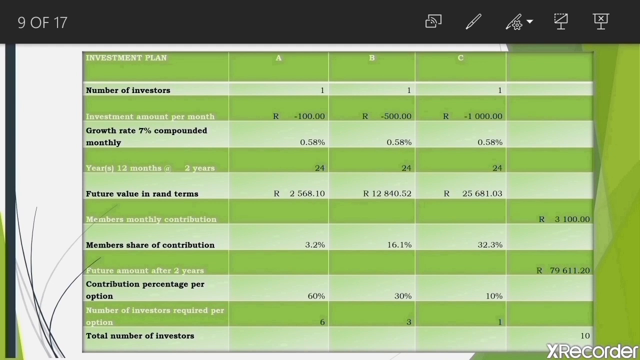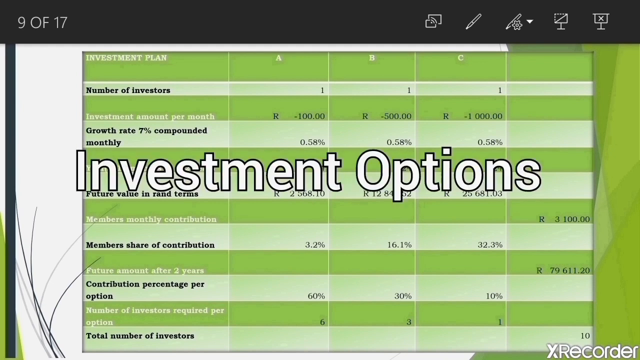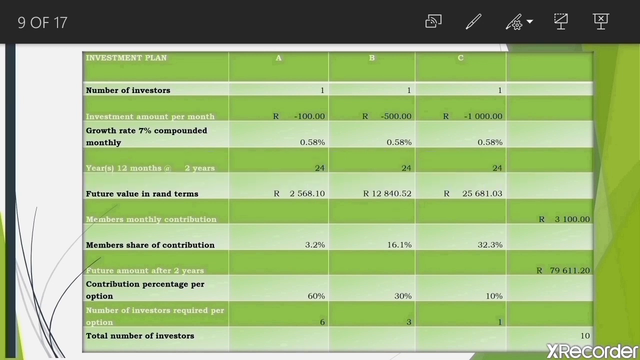Plan B members are meant to be contributing 500 Rand per month at a growth rate of 7% per annum and a total future value of 12,840 after 24 months, wherein a member will have a 16.1% share of the contribution. Also included is profit sharing, which will be in terms of a ratio. This plan is projected to have an average number of people selecting it, thus allocated 30%.